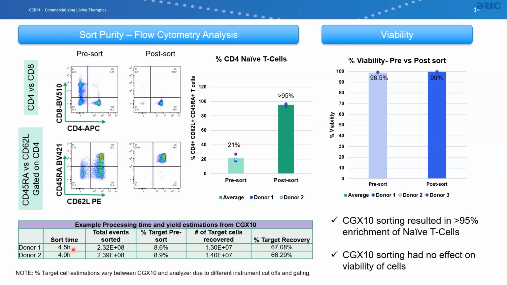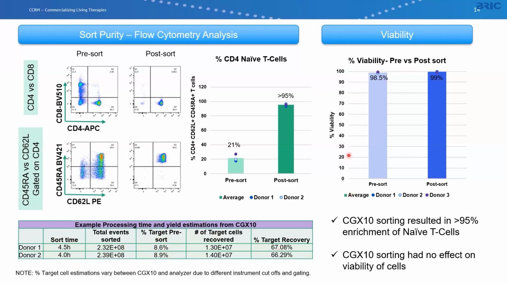If we look at the sort time and the recovery, you can see on the bottom for the 2 different donors. As an example, we sorted for 4 hours, 200 million cells were input into the system. So that's roughly 50 million cells per hour. And from the target population pre-sort measured on the CGX10, we could recover about 60 to 70% of the cells.